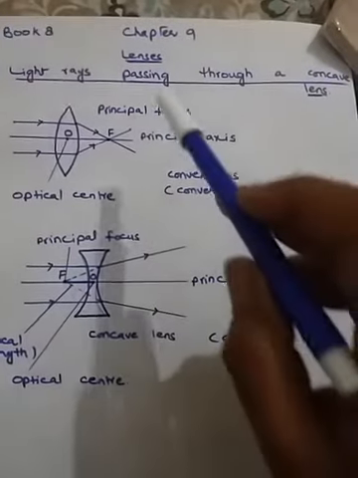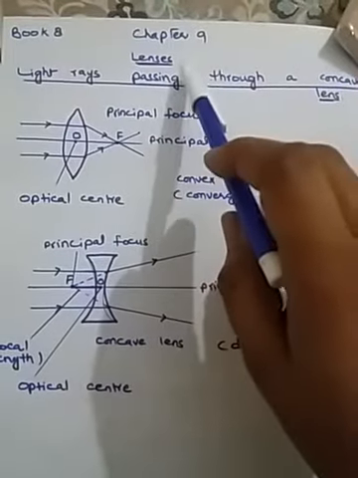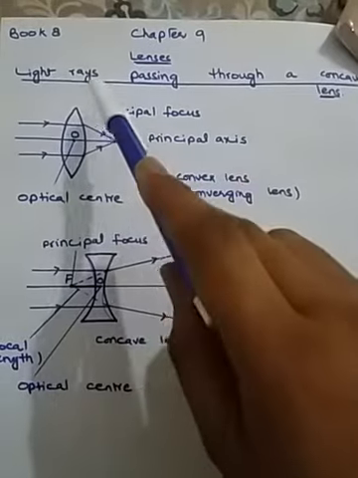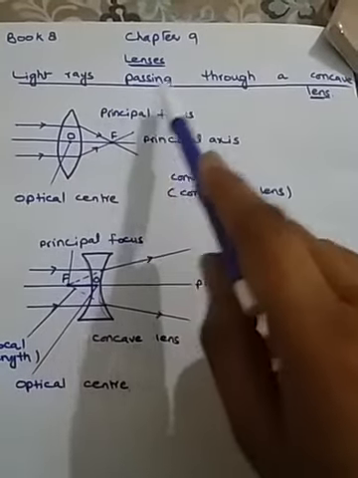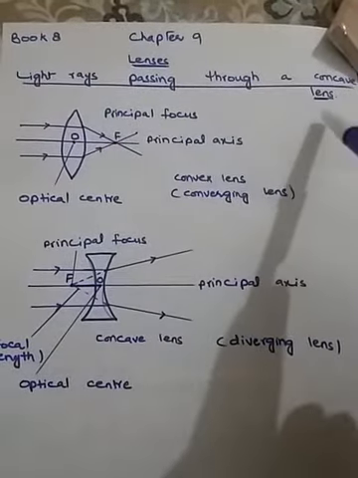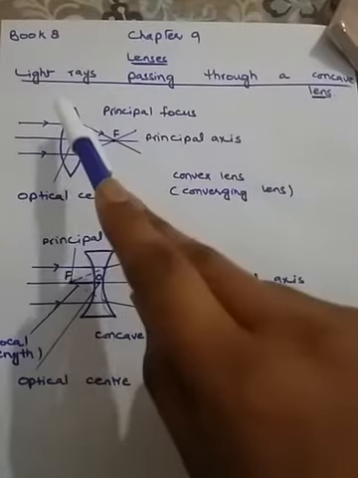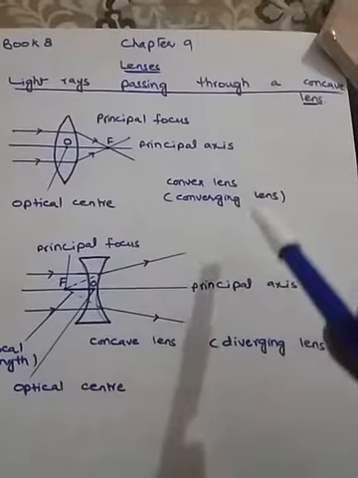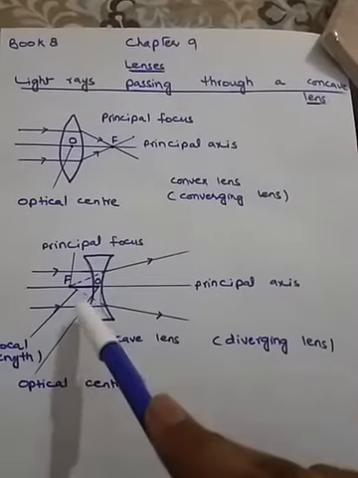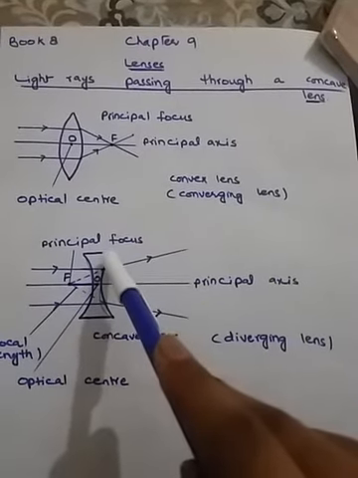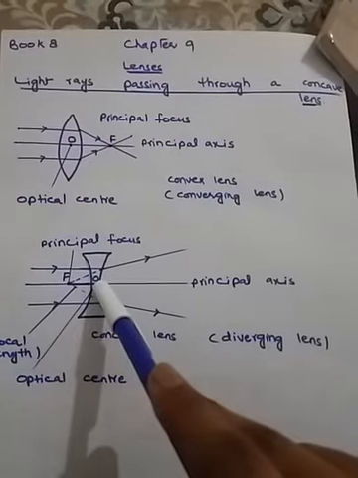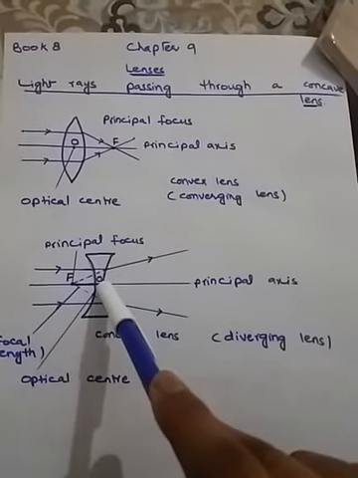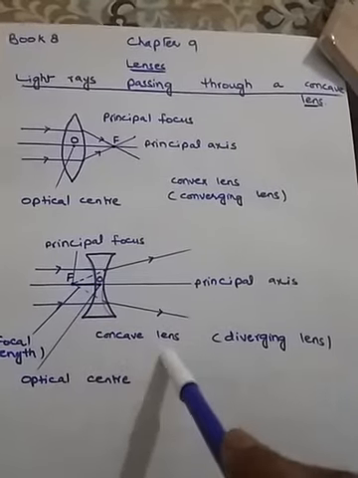Hello students, today I am going to discuss the lenses chapter of book 8 and my topic is light rays passing through a concave lens. I had already discussed with you light rays passing through a convex lens. Now this is a concave lens as the edges are thick and the middle part is thin. So this lens is a concave lens.